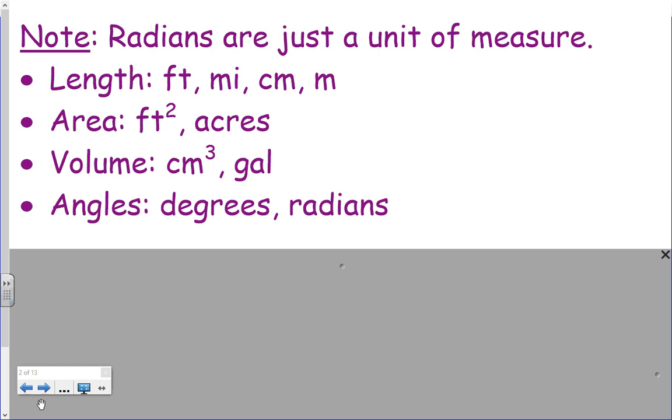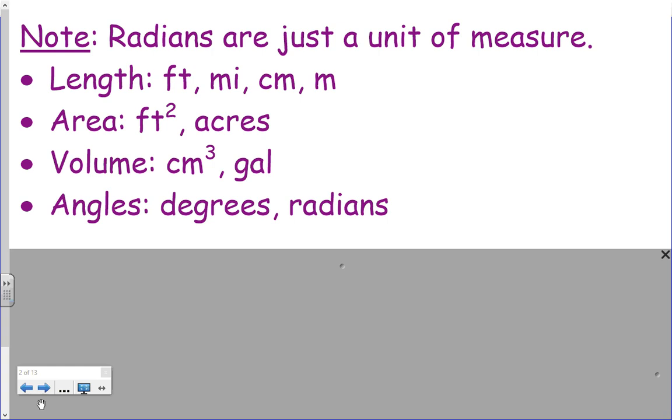Like, for example, when I'm talking about lengths, lengths can be measured in a number of different units. I could have a length measured in feet or miles. I could have it in metric, centimeters or meters or kilometers. Those are all just units of measure. If I'm measuring area, that could be in square feet or square miles or square kilometers. It could be in acres. A lot of different units I have when I'm working with area. For volume, I've got cubic centimeters or maybe cubic inches or gallons. Those are all different ways that I can measure a volume. For angles, I've got degrees, and now I've got radians.